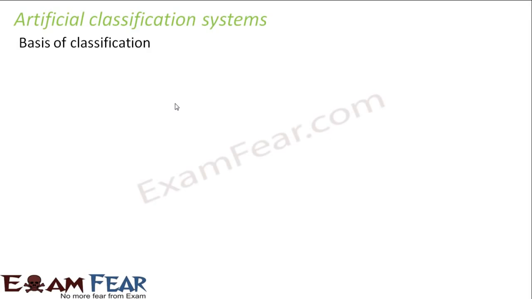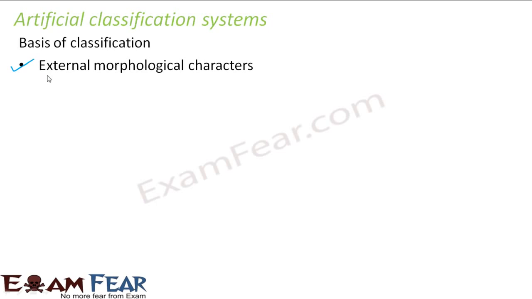So this artificial system is the most ancient system of classification. In the earlier days when this concept of classification came up, the type of classification which was followed at that time was the artificial classification system. What was the basis of this classification system? It was based on external morphological characters. What do we mean by that? The characters which are visible externally. Morphology is something related to the external structure of an organism.